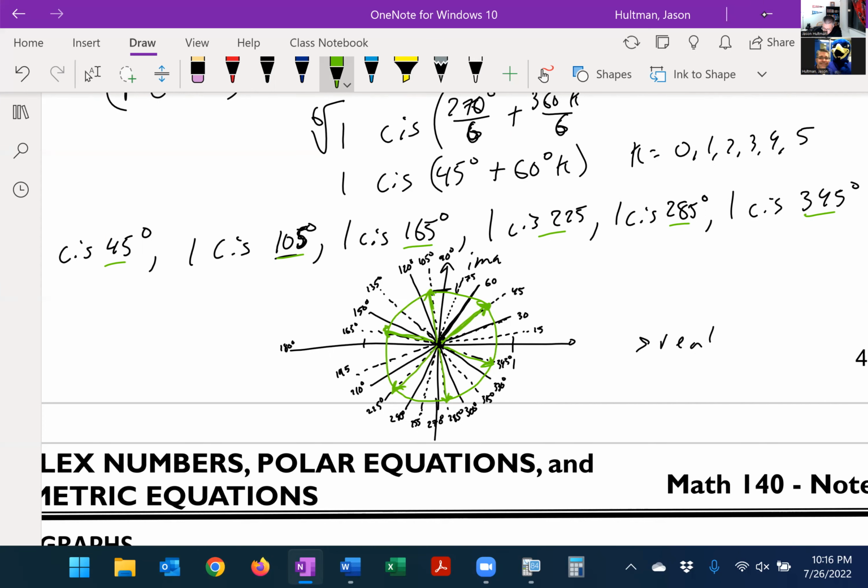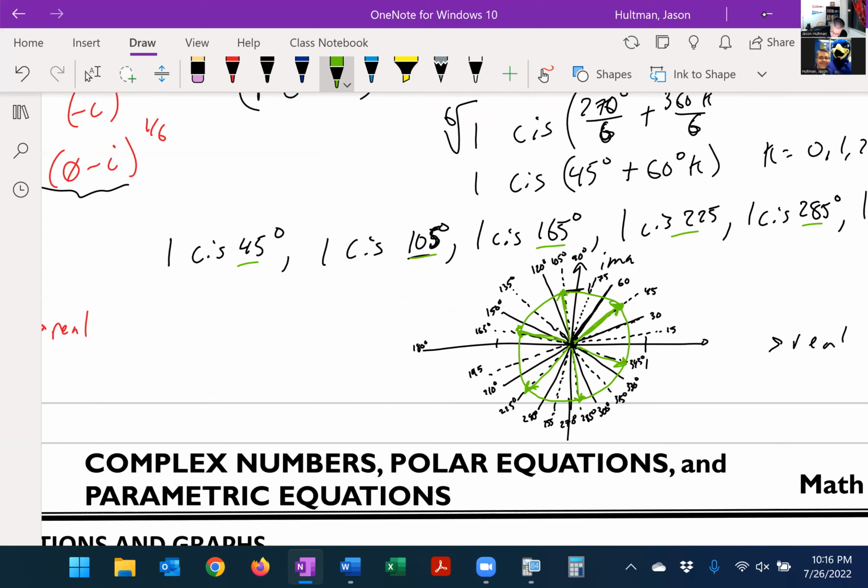So you just have to find out, well, what's the cosine and sine of 45 degrees? Boom, right there. So you could say this is radical 2 over 2 plus radical 2 over 2 i. That's where it's located in rectangular, real and imaginary components. And you could do the same thing for 105, 165, 225, 285, and so on.